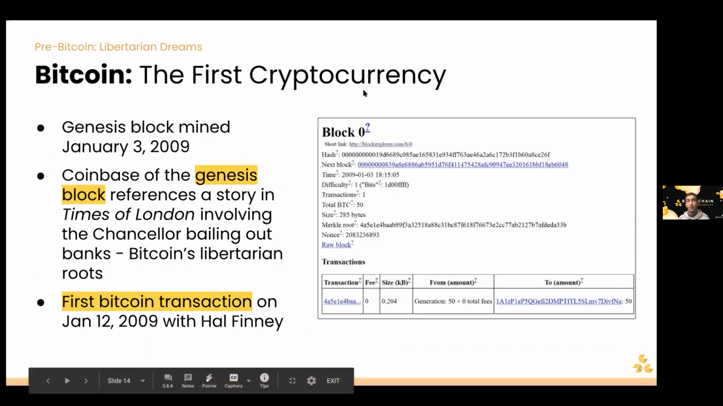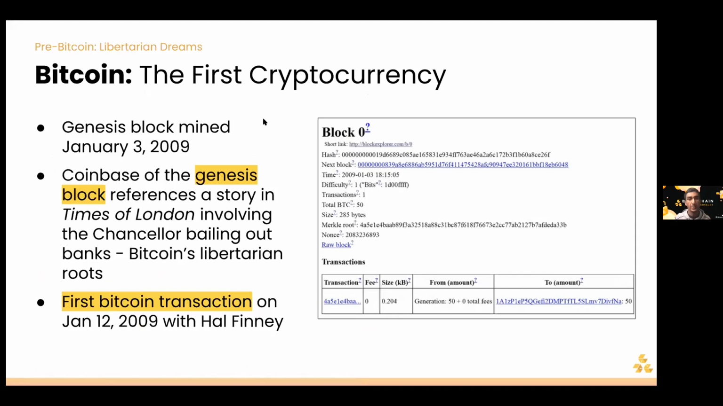So Bitcoin is the first cryptocurrency. Its first block was mined on January 3rd, 2009. And the Coinbase of the Genesis block refers to a story in the Times of London involving the chancellor bailing out banks. So the headline is Chancellor on the brink of second bailout for banks. And it's a very famous newspaper. You can look up that quote and it'll show up on Google, because that is ingrained in the first block of Bitcoin. And it makes sense. This technology was created because these large institutions have been failing us. So this newspaper that was embedded into the first block really sums up why Bitcoin was created, why it was given birth to.